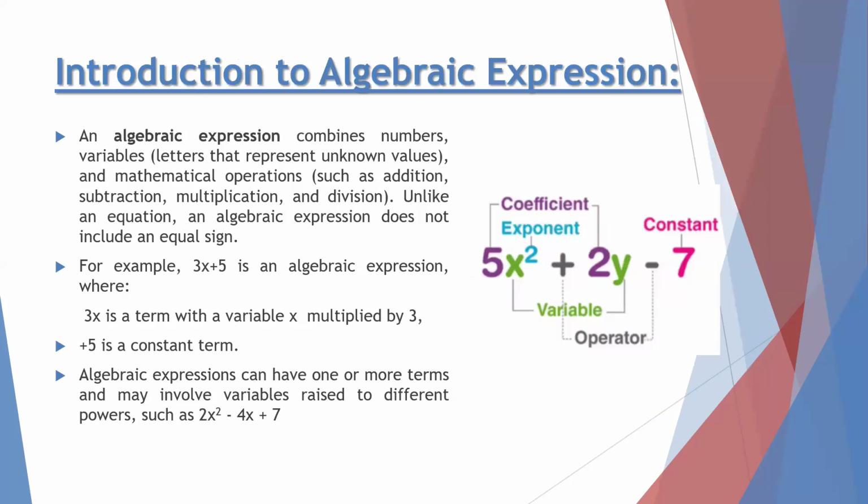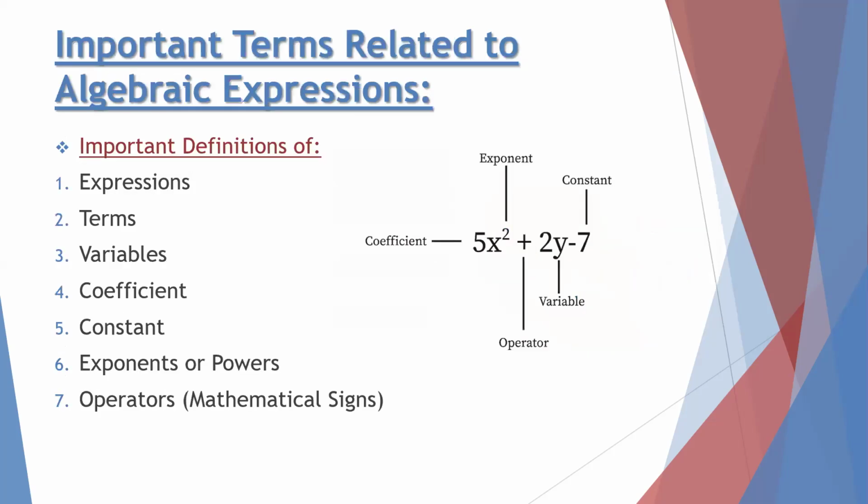Then comes the introduction to algebraic expression. What is an algebraic expression? Do remember that it is a combination of numbers, variables, and mathematical operations. Then we have seen the important terms related to algebraic expression. The different important terms were expression, terms, variable, coefficient, constant, exponents or powers, and operators.